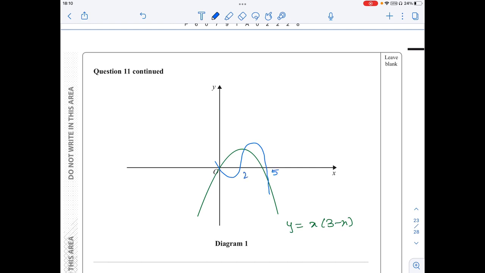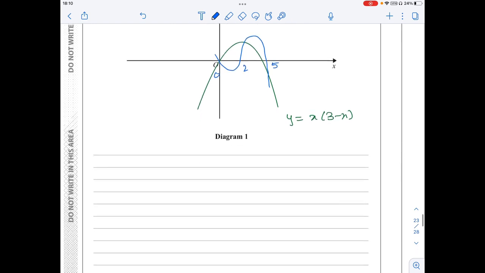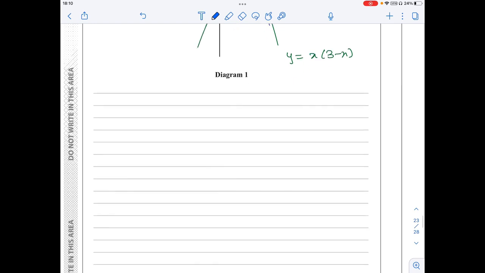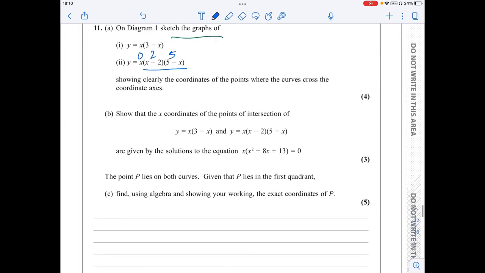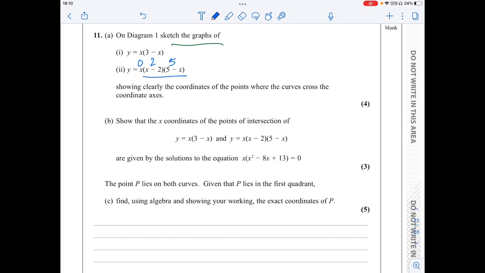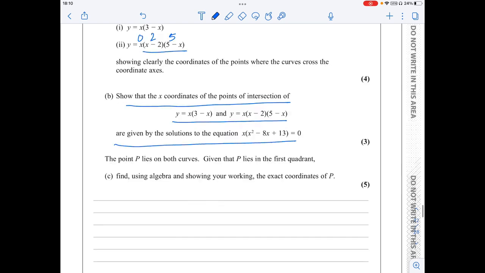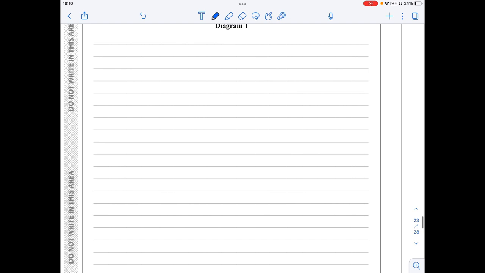5, 2 and 0. Now approximately that is the shape. Next, what else is being asked in the next part of the question? Show that the x coordinates of the points of intersection are given by the solutions of this equation. So you have to do the simultaneous equations and get that equation. So what are the simultaneous equations I have to do?